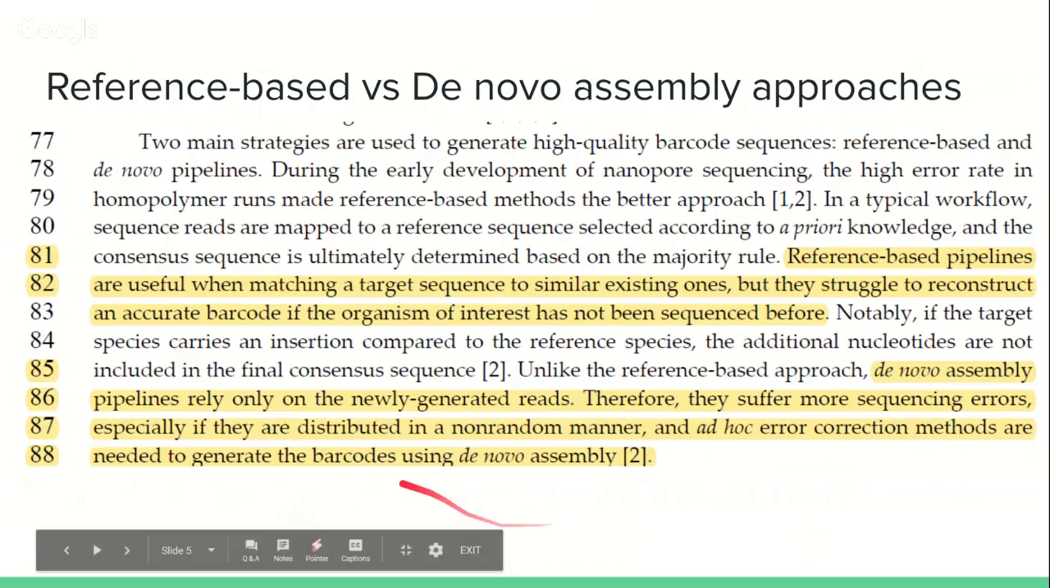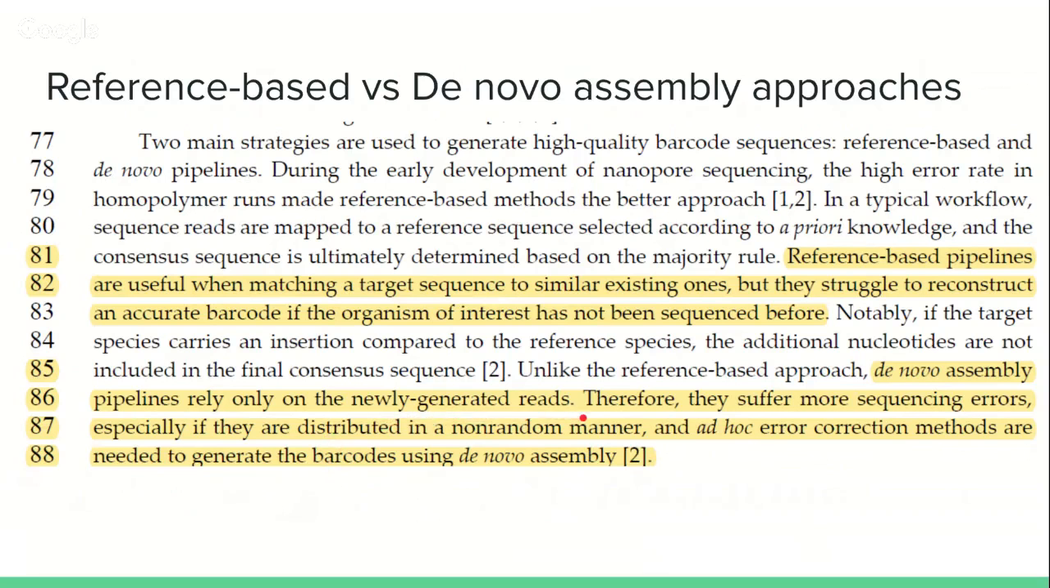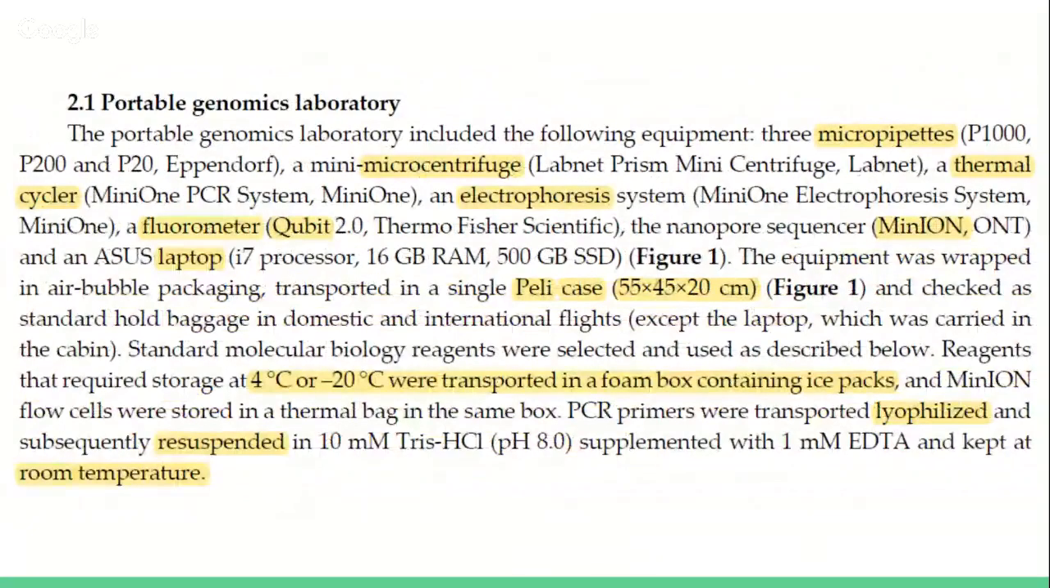And that's why they discuss the pros and cons of reference-based versus the de novo assembly pipelines, which rely only on newly generated reads. These can suffer from more sequencing errors, especially if they are distributed in a non-random manner. And then they need to perform an ad hoc correction to be able to generate barcodes using this method. And so what they propose later on is a hybrid approach that tries to get the best from both worlds.